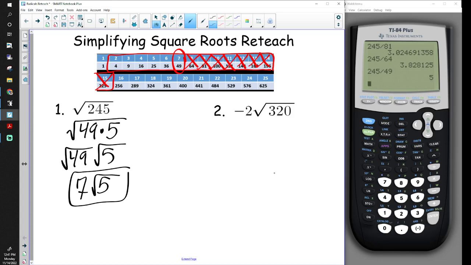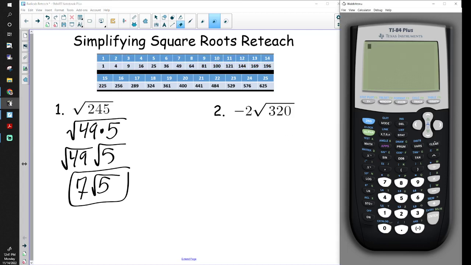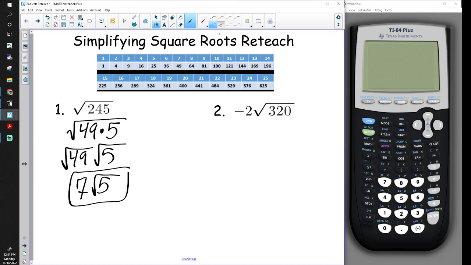We need to figure out what perfect square, again, when I'm saying perfect square, I'm talking about the bolded bottom row numbers. We need to figure out which perfect square I can divide 320 by. And again, you can't divide a number by a number that's any bigger than it. Okay, so 320. The first one smaller than 320 is 289.